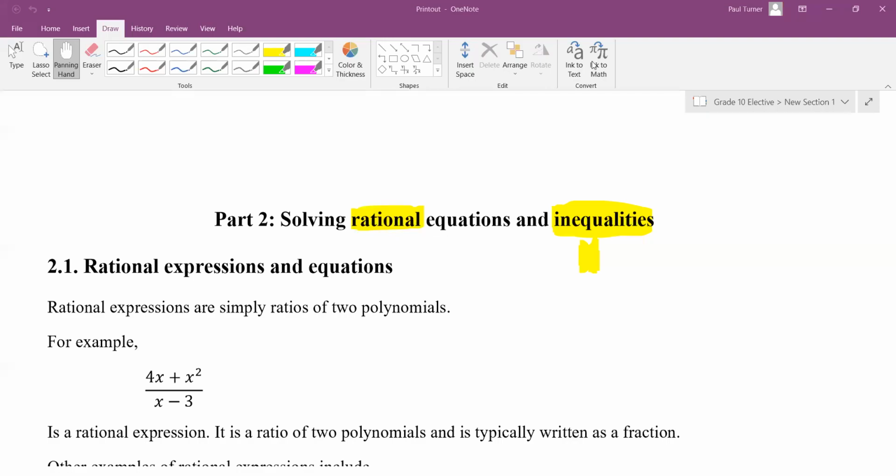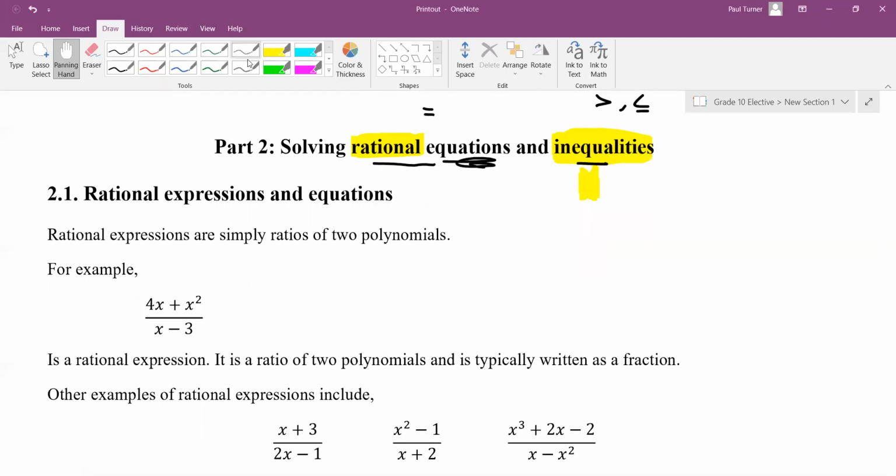Look at the solutions. So for rational equations, obviously these are going to involve an equal sign, and inequalities will be having inequality signs like that. So your rational expression here, let's scroll that up. So rational expressions and equations.